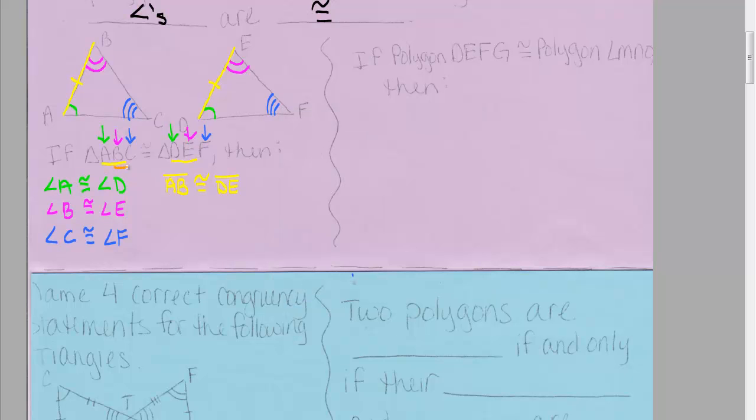Next we have BC is congruent to EF. Again, we will show that with tick marks.